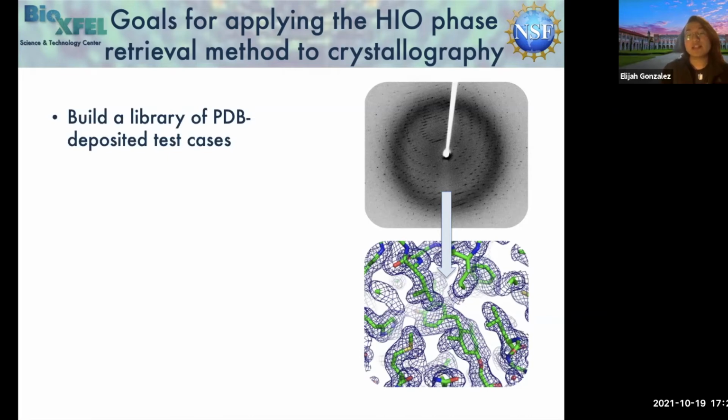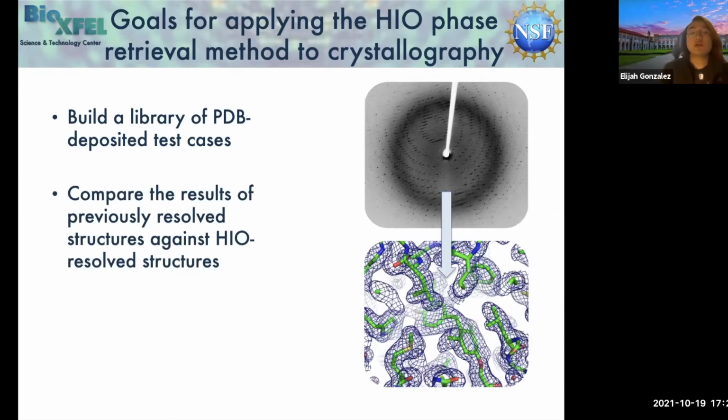And so what we'd like to do is then take those diffraction patterns, use them in the HIO, and then see if we can actually reproduce the structures, the known structures that were deposited. And that's what we're doing. We're comparing the results of previously resolved structures against HIO resolved structures.